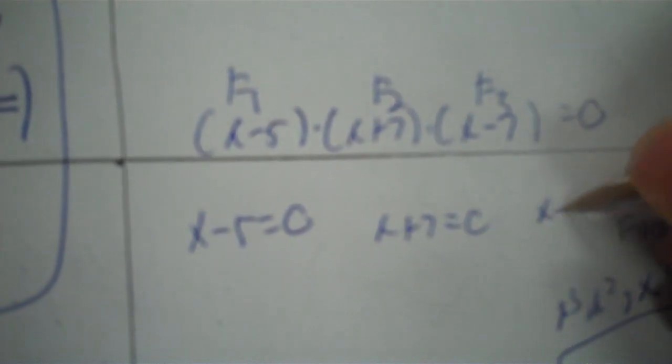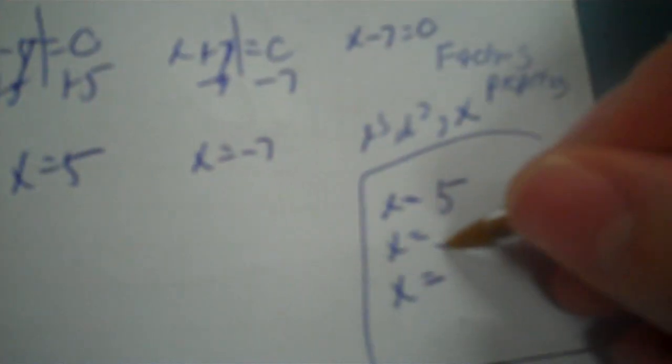So x minus 5 could equal 0. X plus 7 could equal 0. X minus 7 could equal 0. So we add 5 and we get 5. We subtract 7 and we get negative 7. And we add 7 and we get positive 7.